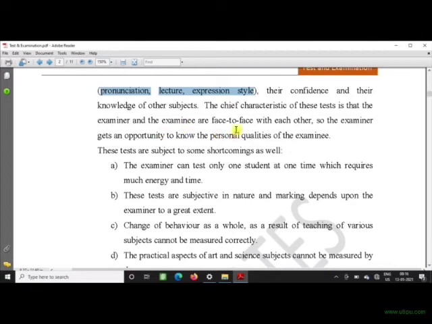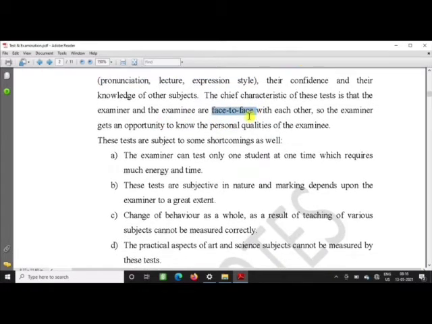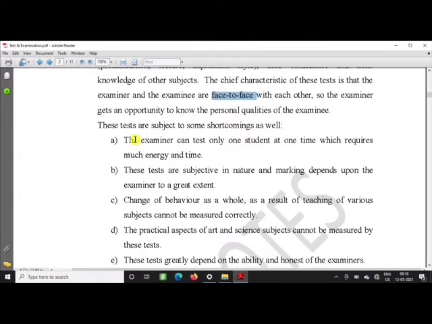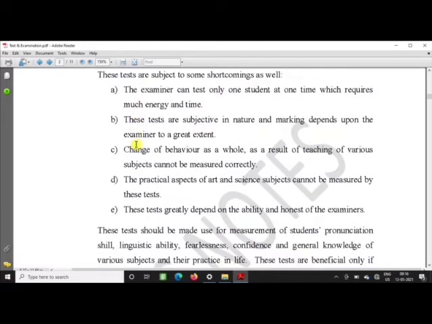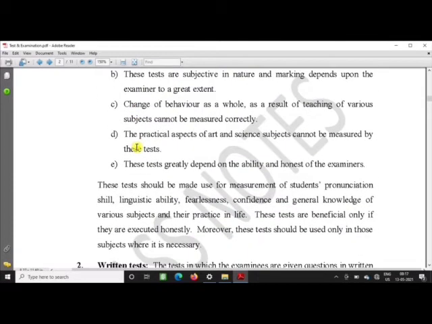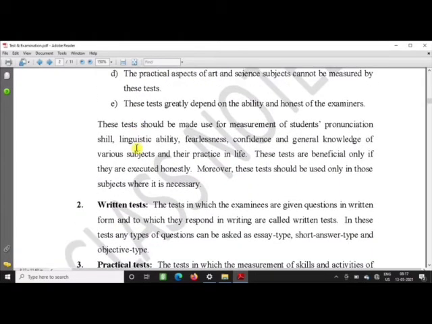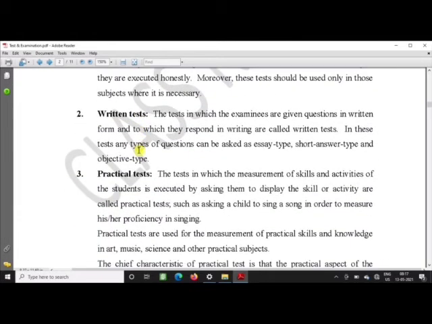Okay, and there will be a face to face situation in oral tests and all, and the examiner gets an opportunity to know the personal qualities of the examinee. All right, so let's move on to the next thing that we have, which is written tests.